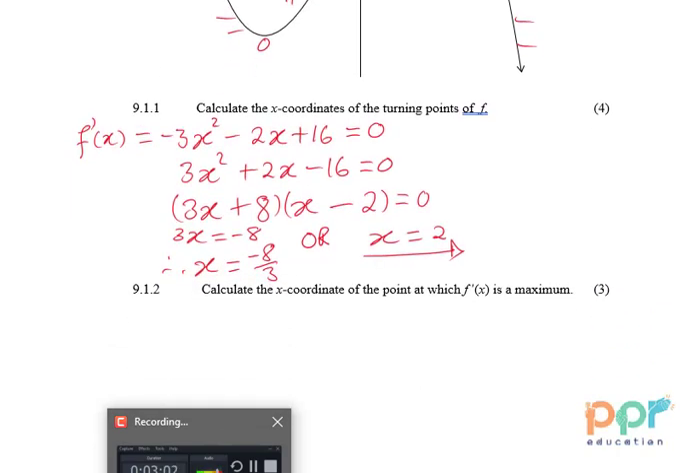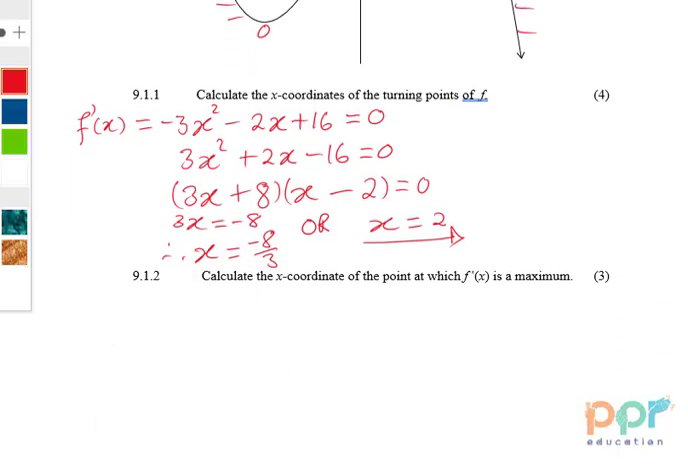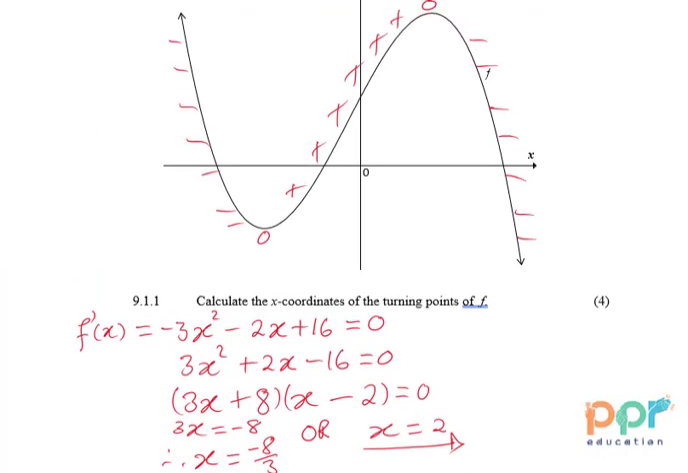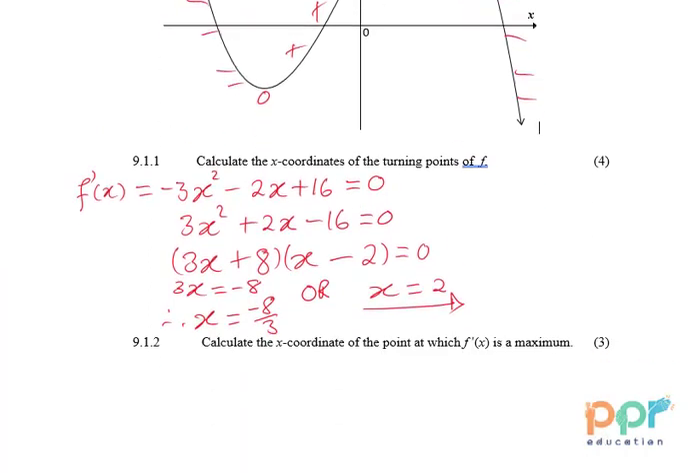It says calculate the x coordinate of the point at which the first derivative is a maximum. How would I identify that? It means the second derivative. The second derivative is where the concavity of our graph changes, so I must find the second derivative.